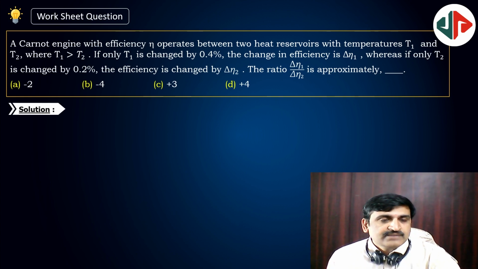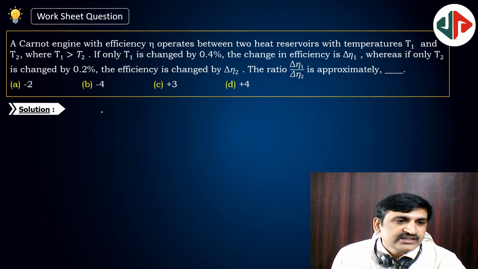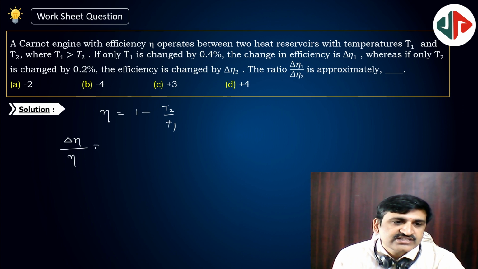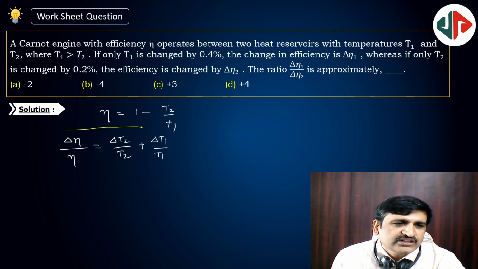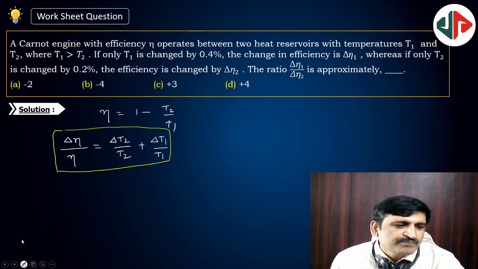In errors and approximation, we have this technique. You see, eta is equal to 1 minus T2 by T1. The fractional change, that is change in eta by eta, is equal to the differentiation, nothing but change in T2 by T2 plus change in T1 by T1, fractional changes. So let us use this formula for the two cases so that we can do it simply, not to make it so much big.